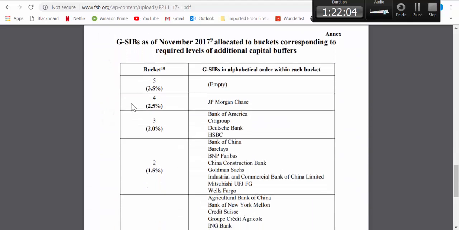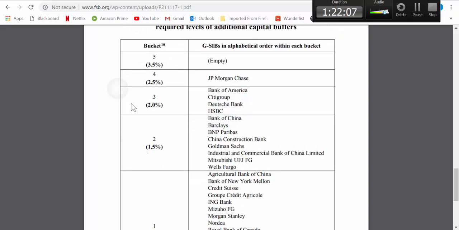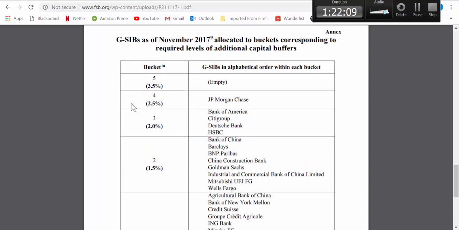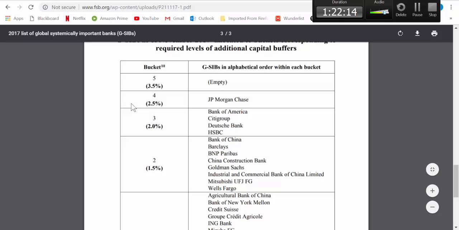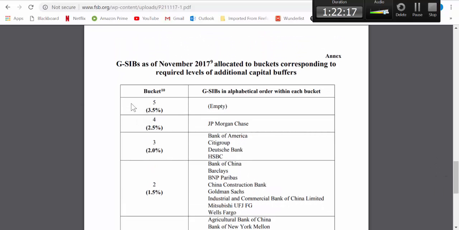So in alphabetical order within each bracket, global systemically important banks as of November 2017 allocated to buckets corresponding to required levels of additional capital buffer. What does that mean? I think different banks need to have different levels of additional capital to meet additional requirements. So JP Morgan Chase needs an additional 2.5%.